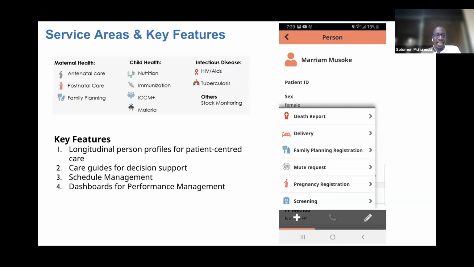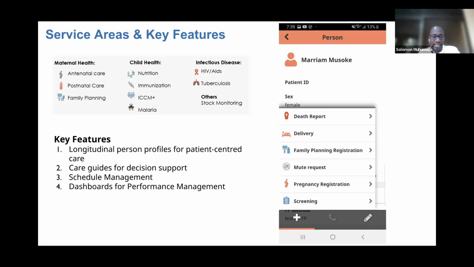In terms of other features, we do have longitudinal person tracking profiles to ensure that we have patient-centered care embedded within our system. And I'll be going through the details, care guides for decision support. And as I've already mentioned, our VHTs, or what we call the village health teams, the cadre and the level of education is not as advanced as the health facility staff.